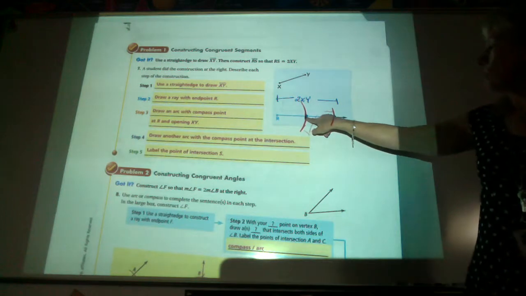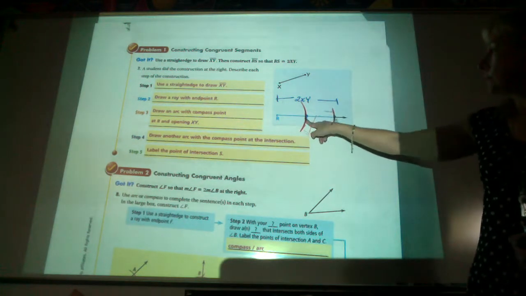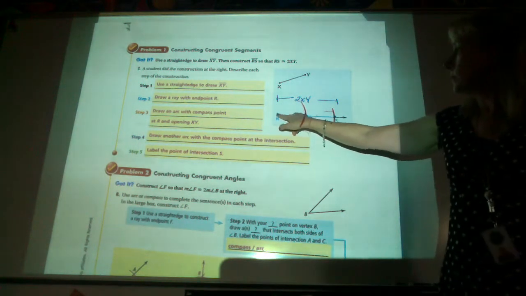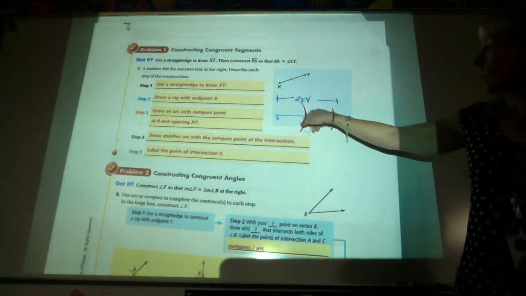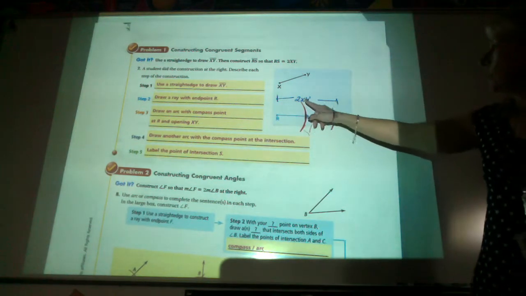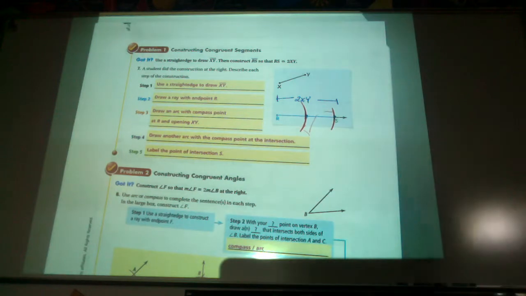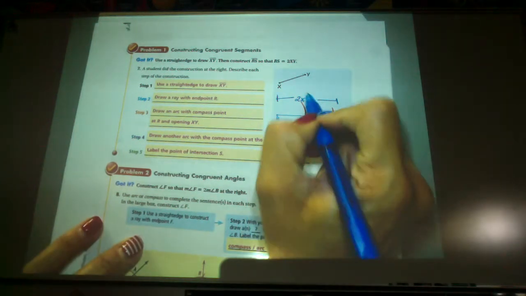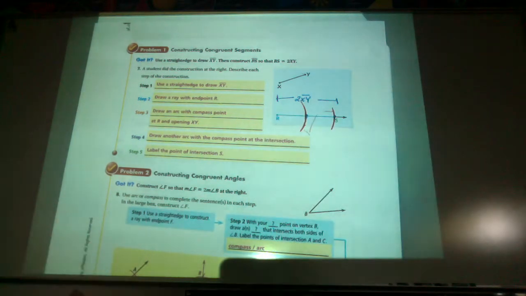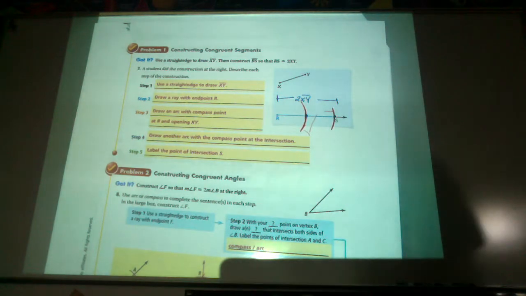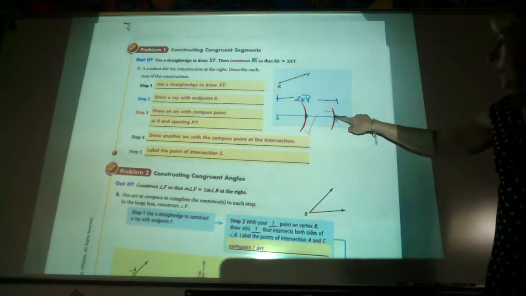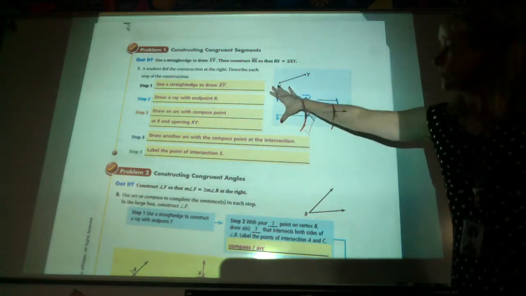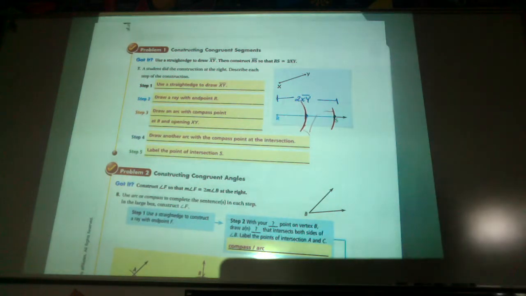They put one end of the compass here and the other end here and made a second arc, creating one segment that's XY, another segment that's XY, so the whole distance from here to here would be 2 XYs, and there should be a line segment right there. And then finally they labeled this last point here as S. So you want those steps written down.